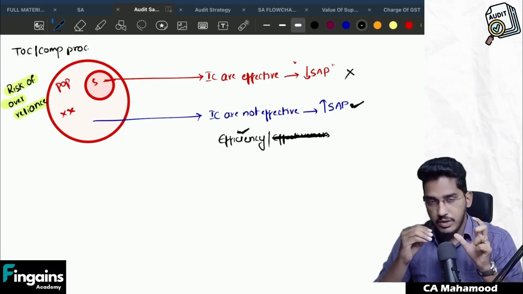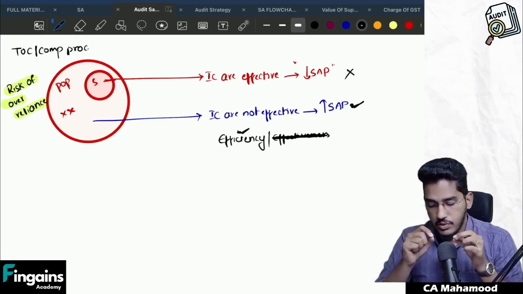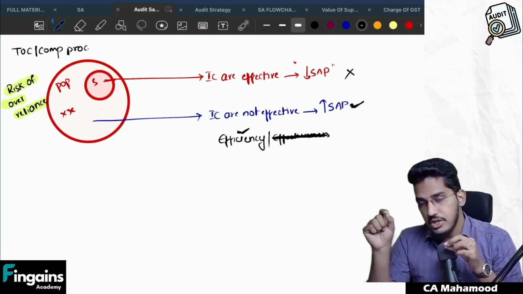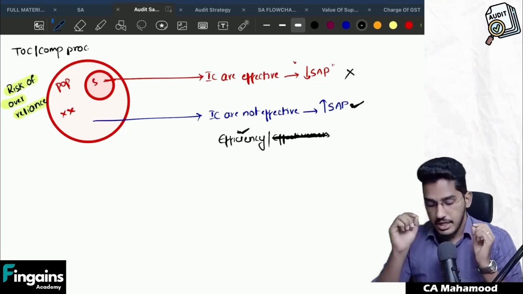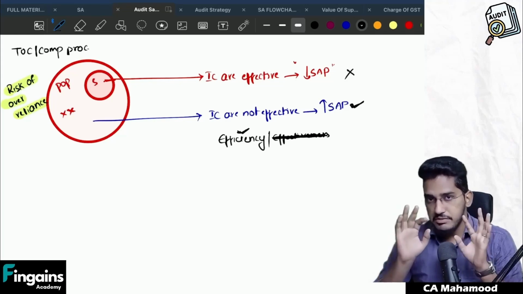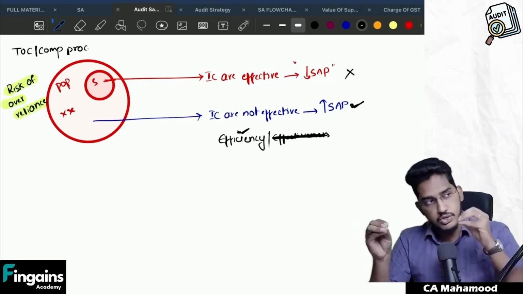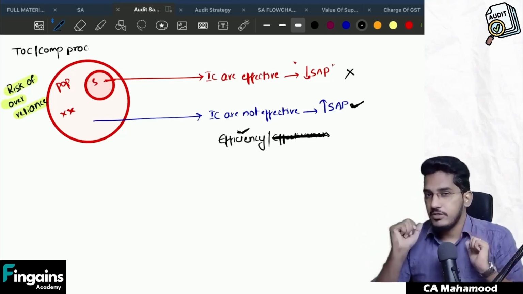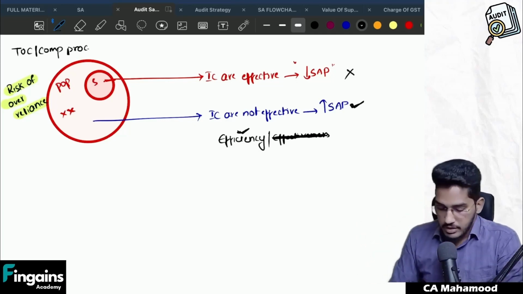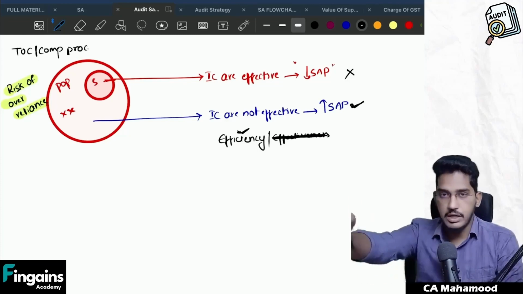And when I say risk of over reliance, now I'm asking you the question: will it have an impact on efficiency or on effectiveness? Because of the risk of over reliance, efficiency will be there. You will complete the work in less time, because when you are supposed to perform more substantive audit procedures, you are performing less. But effectiveness will not be there. Your work will not be perfect. So this is what we call the risk of over reliance.